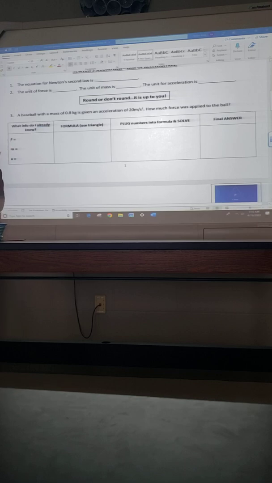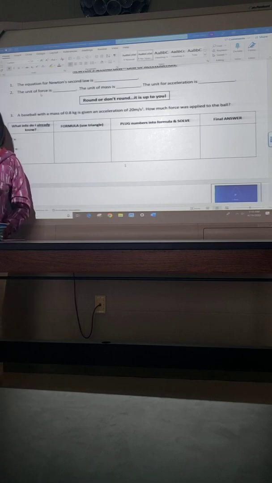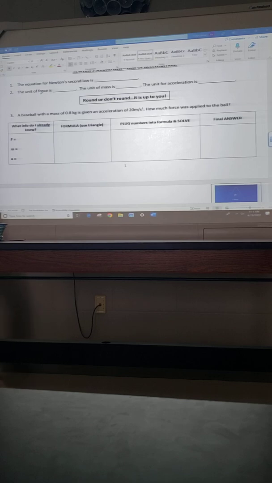Okay, so let's do the first one together here at the bottom of the page. We're gonna follow our same strategy that we've used all year long. So a baseball with a mass of 0.8 kilograms is given an acceleration of 20 meters per second squared. How much force was applied to the ball? So give me something that I need to underline that is given to us in this problem. Ethan, what's something that we need to underline? What's given to us? You see any information that they tell us right off the bat?